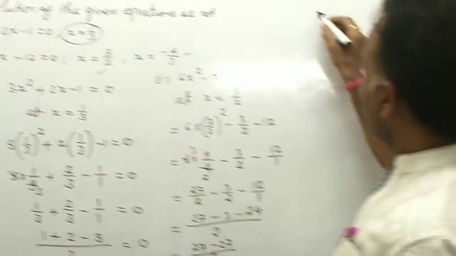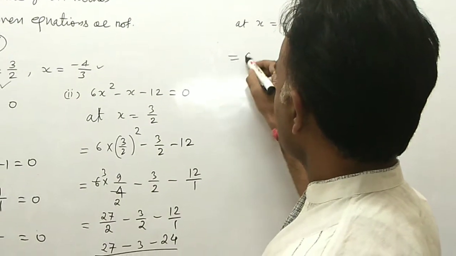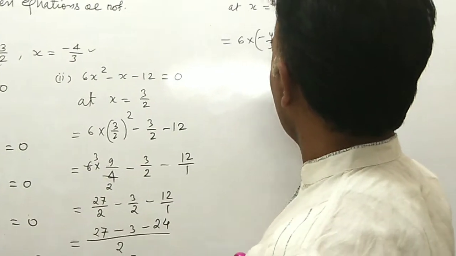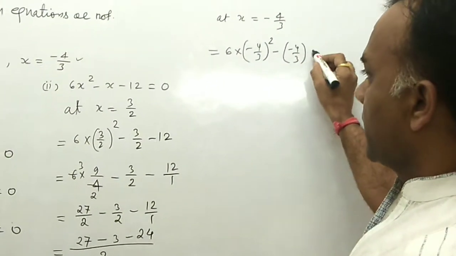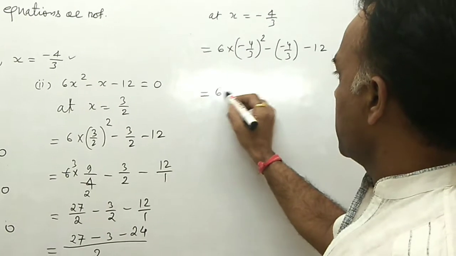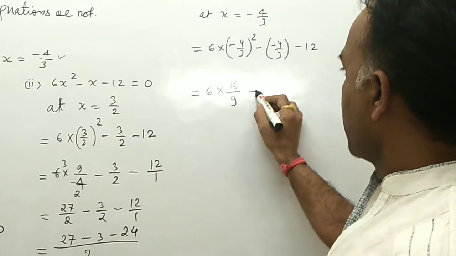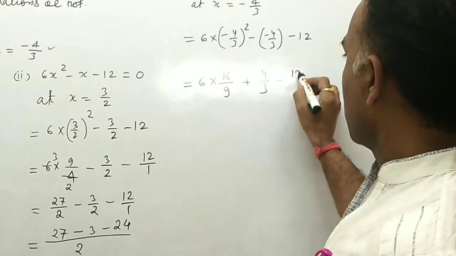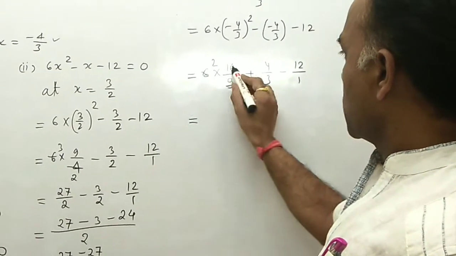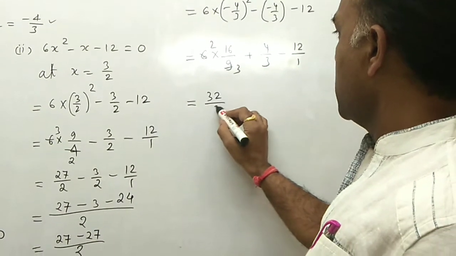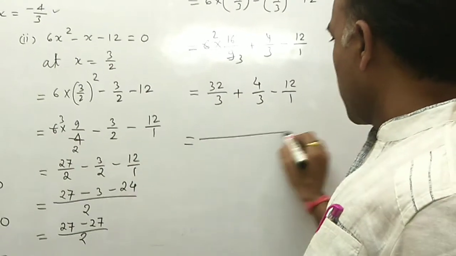Now we check further at x equal to minus 4 by 3. So 6 into minus 4 by 3 of whole square, then minus of minus 4 by 3, and then minus 12. So 6 into 16 by 9, minus minus becomes plus 4 by 3, and minus 12 by 1. 3 2s are 6, 3 3s are 9. So 2 16s are 32 by 3 plus 4 by 3 minus 12 by 1, and then we take the LCM, 3.